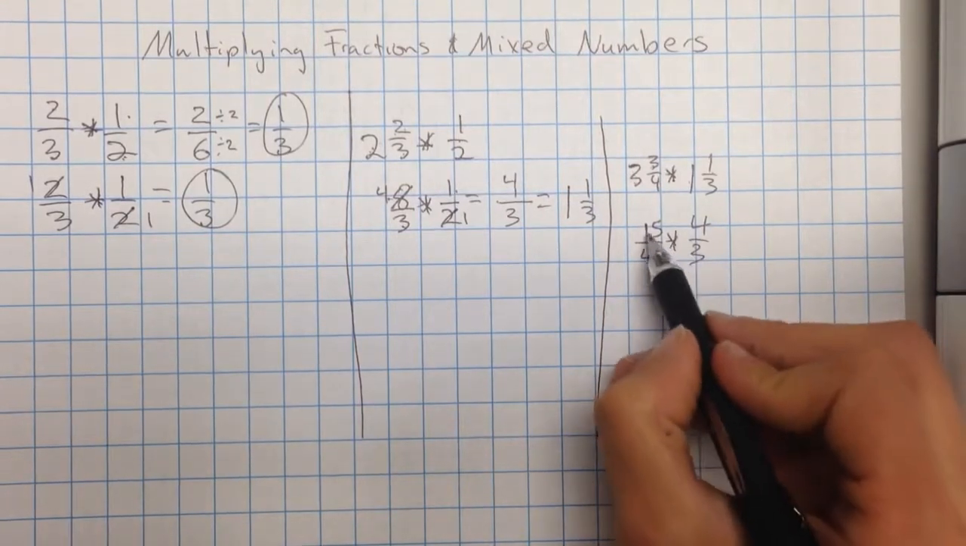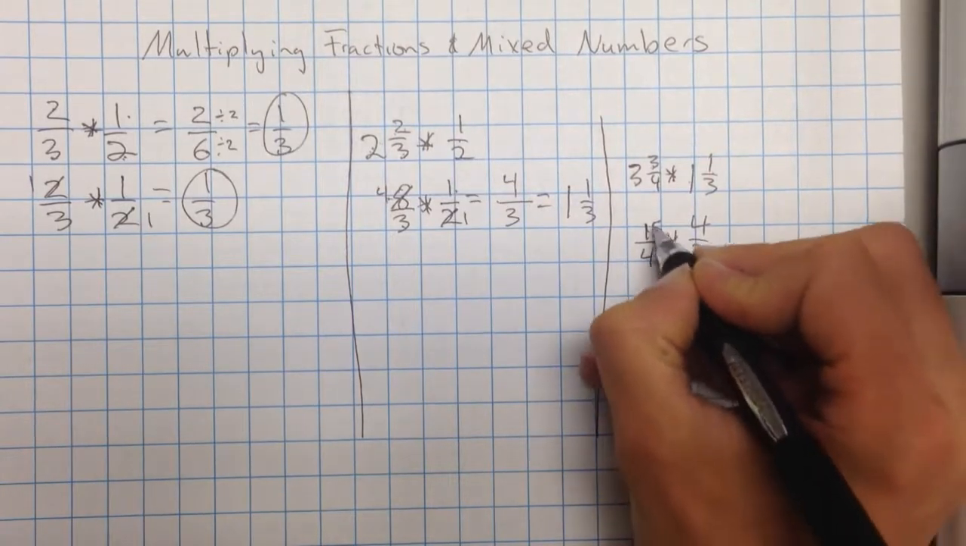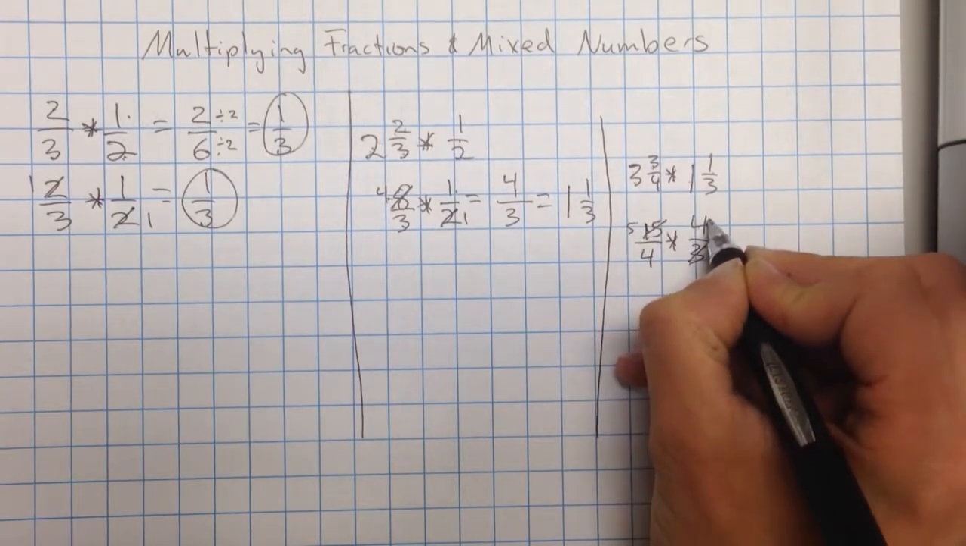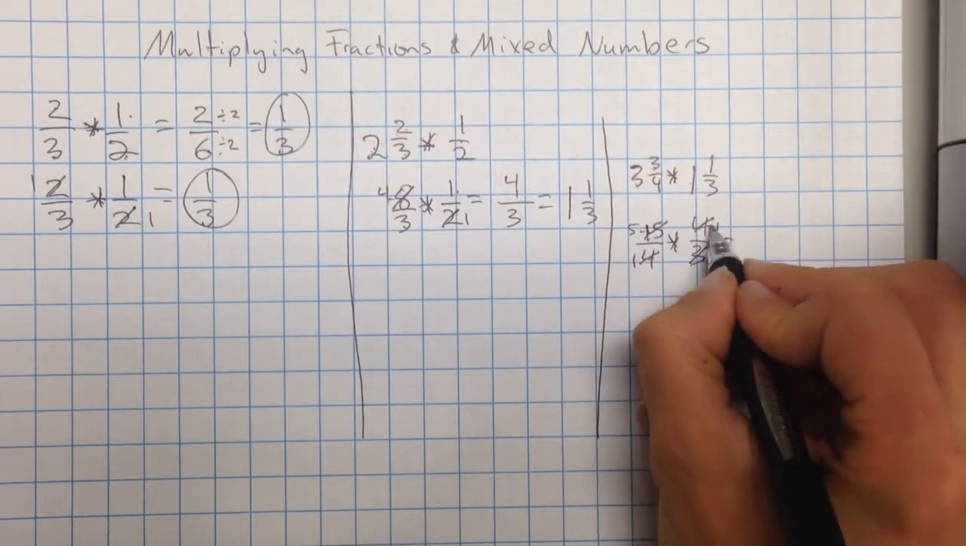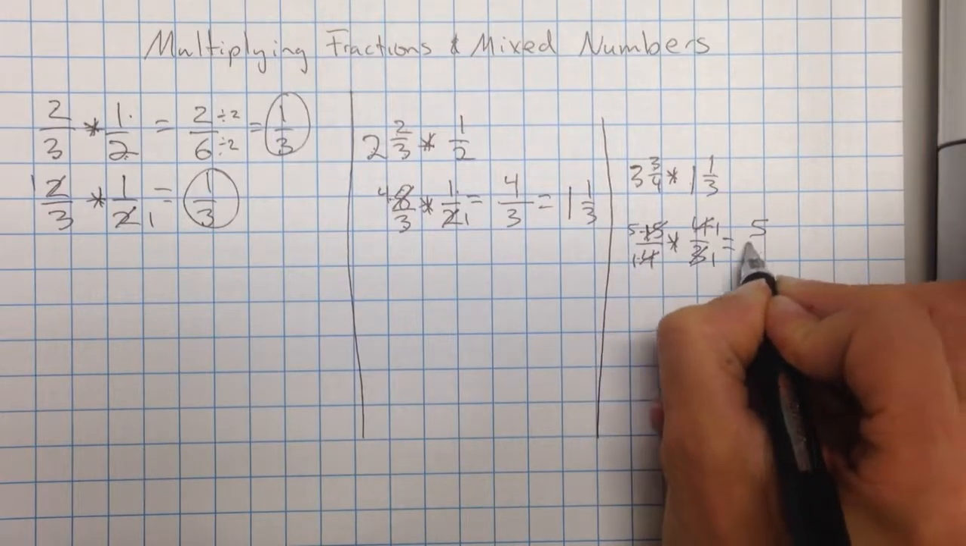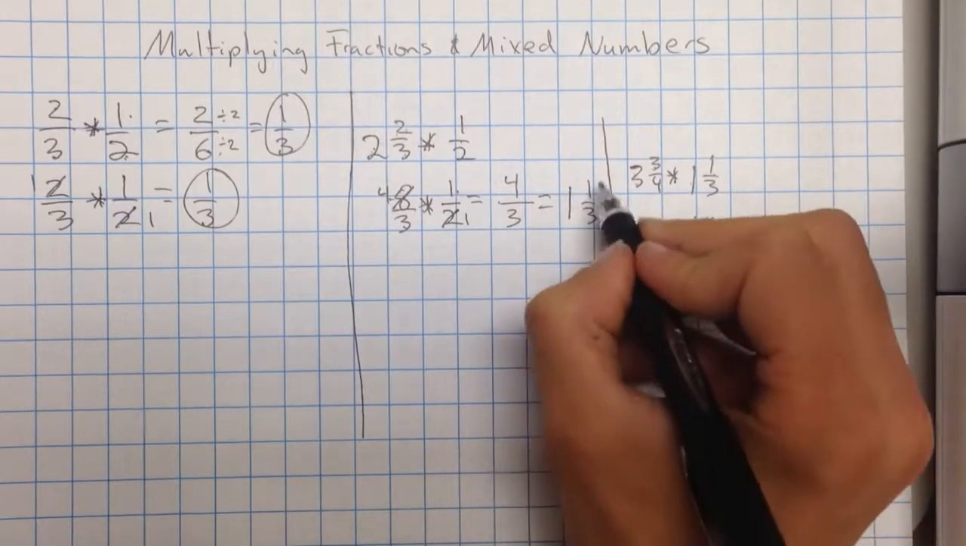And then I'm just going to cross simplify. I'm going to look at my diagonals, 15 and 3. Oh, I can divide those both by 3. 4 and 4, I can divide those both by 4. Ooh, this one works out really nicely. 5 times 1 is 5. 1 times 1 is 1. That's going to equal 5 as an answer.